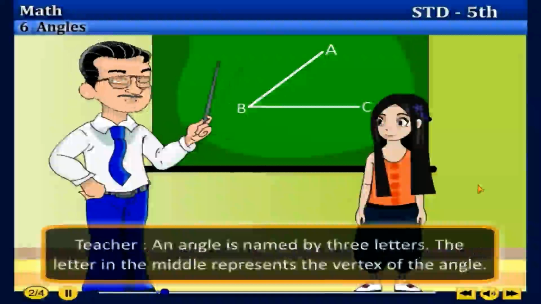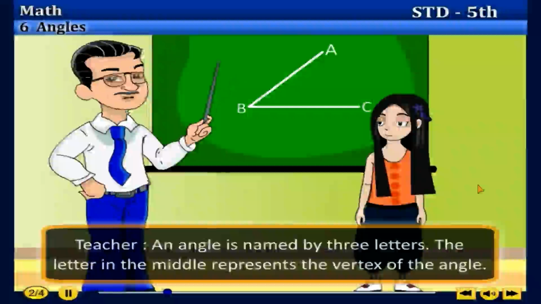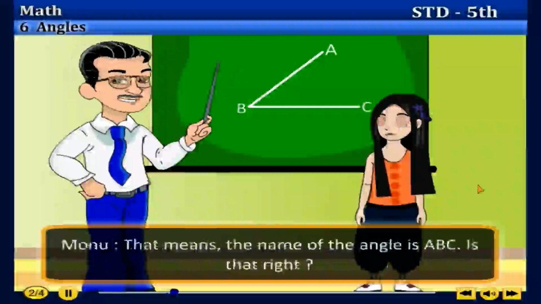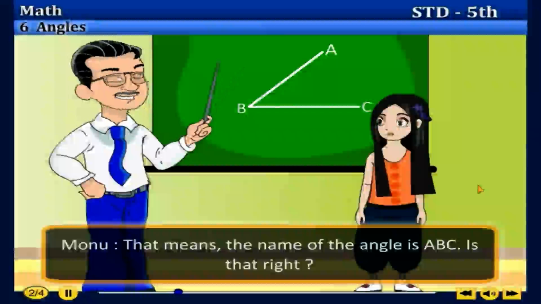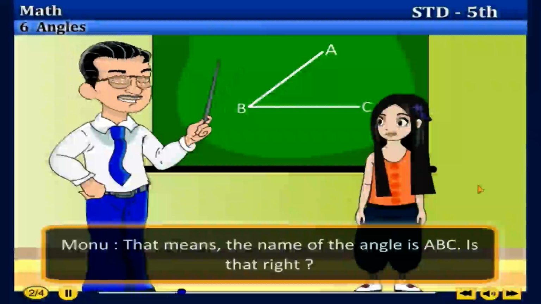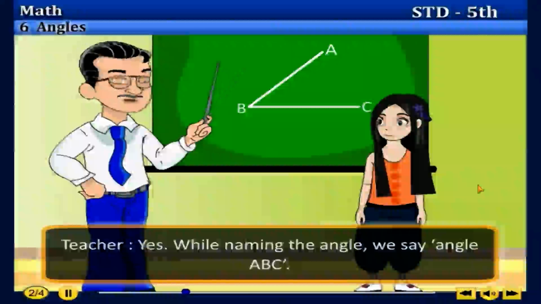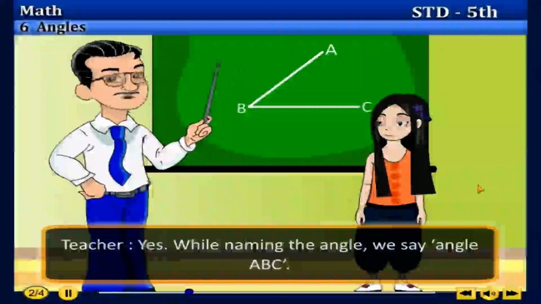Teacher: An angle is named by three letters. The letter in the middle represents the vertex of the angle. Monu: That means the name of the angle is ABC. Is that right? Teacher: Yes. While naming the angle, we say angle ABC.